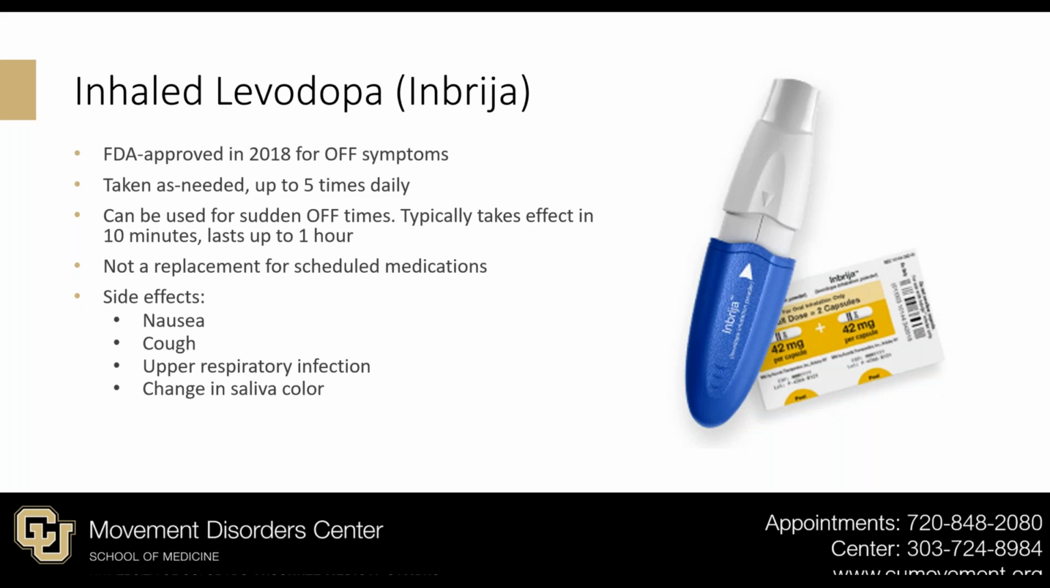And it's an inhaler. So it goes through the lungs, bypassing that absorption, because the lungs are actually a very, very fast way to get into the brain, because there are blood vessels that sit right next to your lungs that bring the oxygen and everything that keeps you living through. So it goes in much faster. This is generally taken as needed. We generally say up to 4 to 5 times a day.